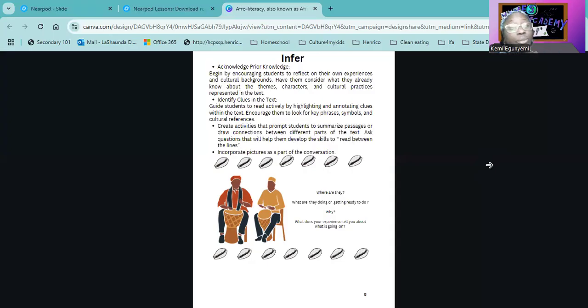We're going to look at clues, phrases, cultural references, and then some of the things that you can do is create activities where they can summarize different parts of the text and ask, okay, I have these parts. What does all this mean? And so if we're looking at this picture, we have them sitting down drumming. We're going to think about cultural context. Where have you seen this before? Where are they? Where could they be? What are they doing? What are they getting ready to do? What does your experience tell you is going on?